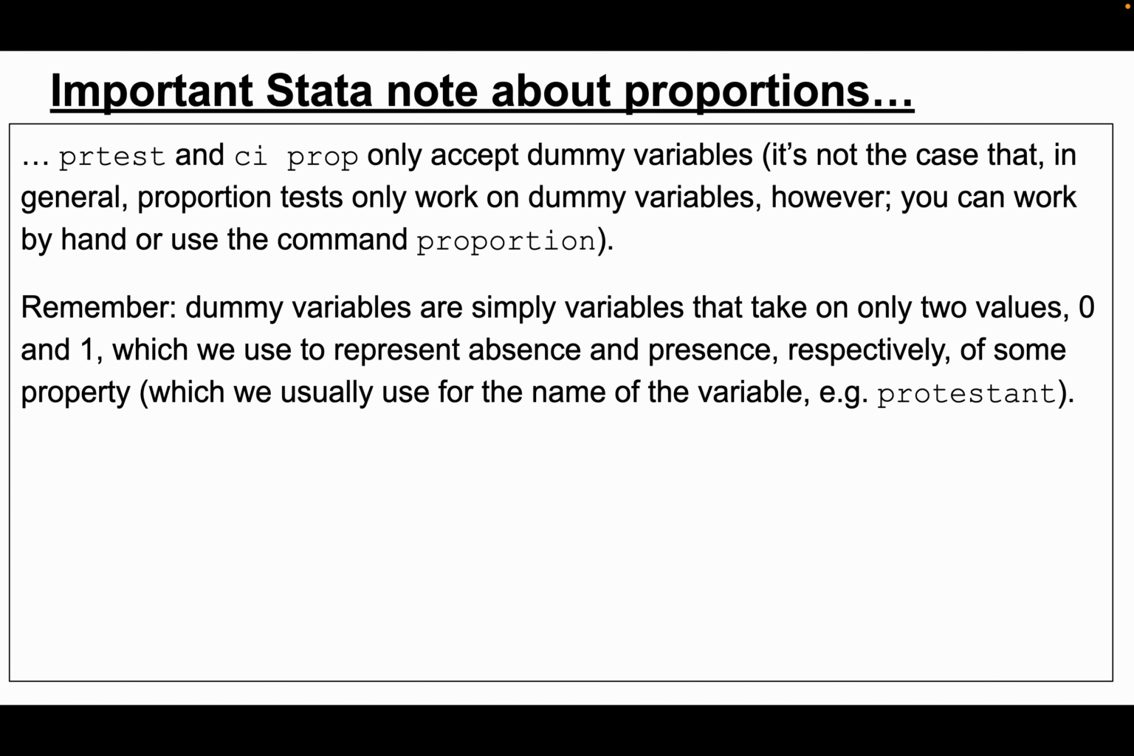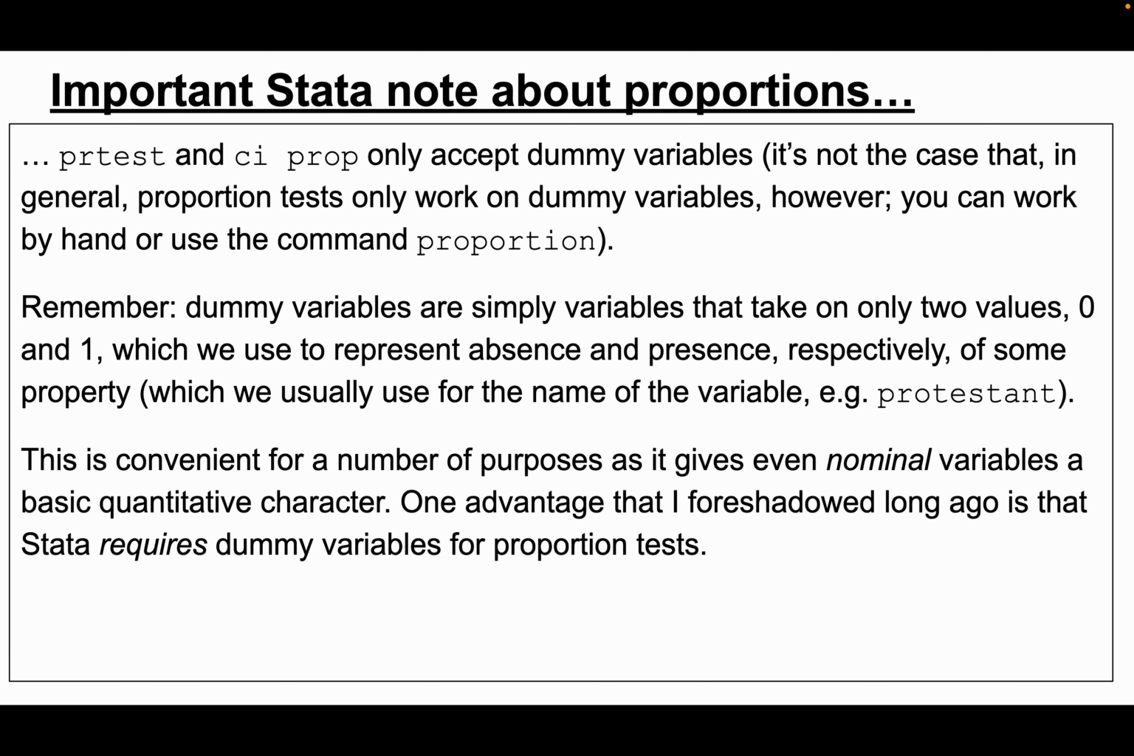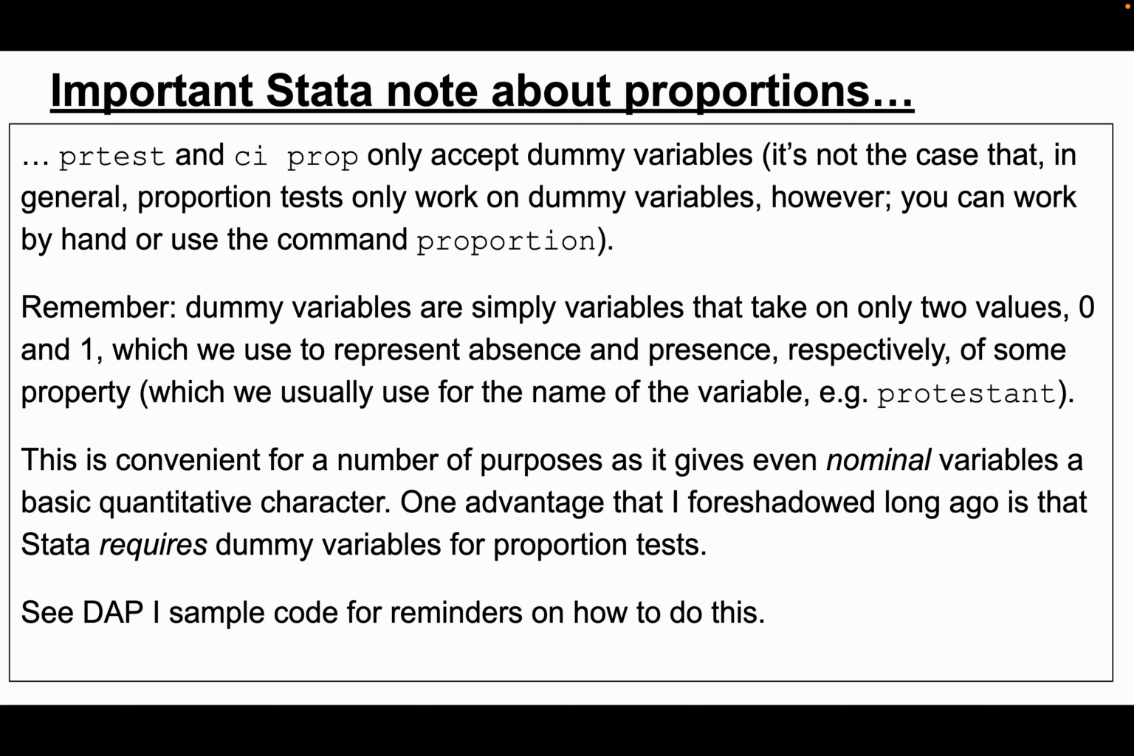Remember that dummy variables are simply those that take on only two values, 0 and 1, which we use to represent absence and presence respectively of some property, which we typically use for the name of the variable. So Protestant, for instance, should be coded so that 1s are people who are Protestants and 0s are people who are not. That's convenient, of course, for numerical purposes because it gives these nominal variables a basic quantitative character. And one advantage that I foreshadowed a couple of months ago now, it's been a while, is that Stata requires dummy variables for at least some proportion procedures. There's plenty of sample code about this in DAP1 and the lecture as well.